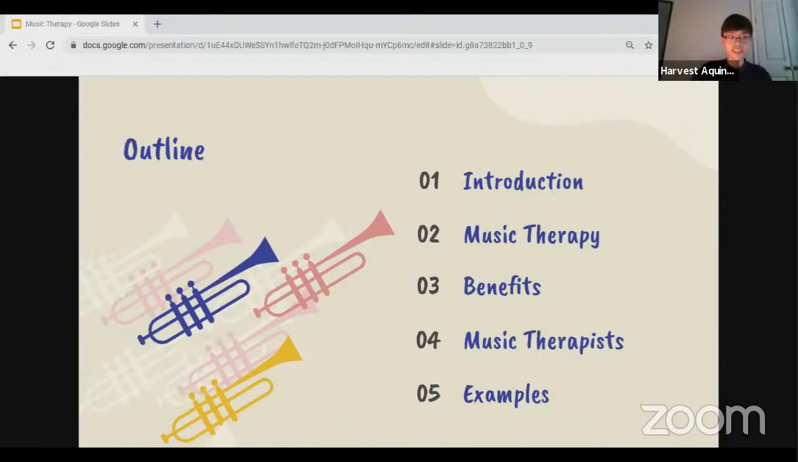So this is what we will be discussing. We'll start off with a brief introduction of who I am. Then we'll move on to defining what music therapy is, discussing its unique benefits, explaining what music therapists are and the role that they play, and ending with examples of the use of music therapy in different intervention sites.